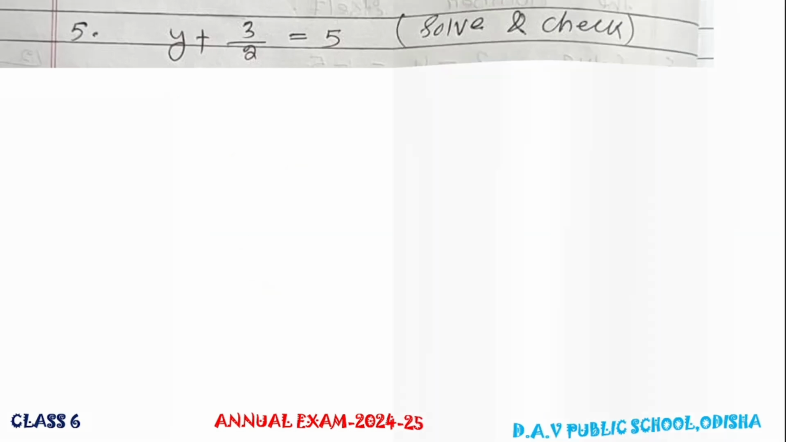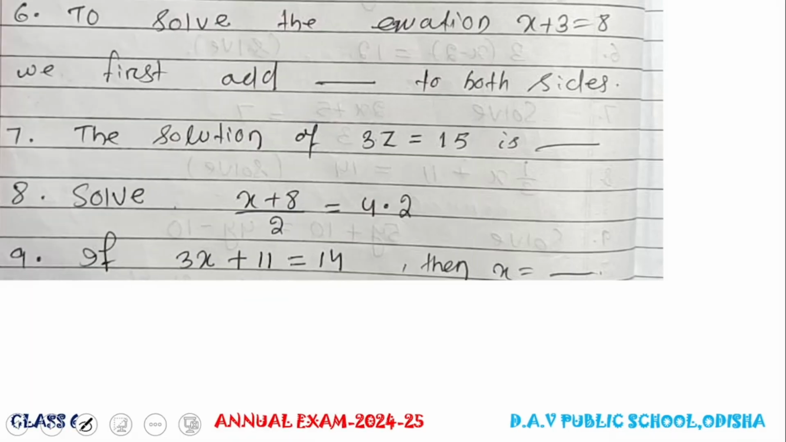Okay, next question. To solve the equation x plus 3 equal to 8, we first add dash to both sides. If we solve, it means minus 3. If we add minus 3, then it will be cancelled, yes or no? So answer is minus 3. If the question asks what we subtract on both sides, then only 3, not minus 3. If you add, then minus 3. Okay, now the solution of 3z equal to 15. So z equal to, if you divide by 3, then it will be cancelled. So z equal to 5.